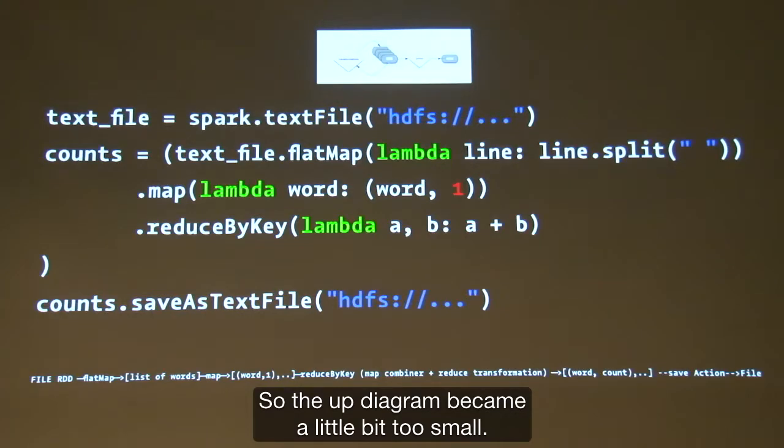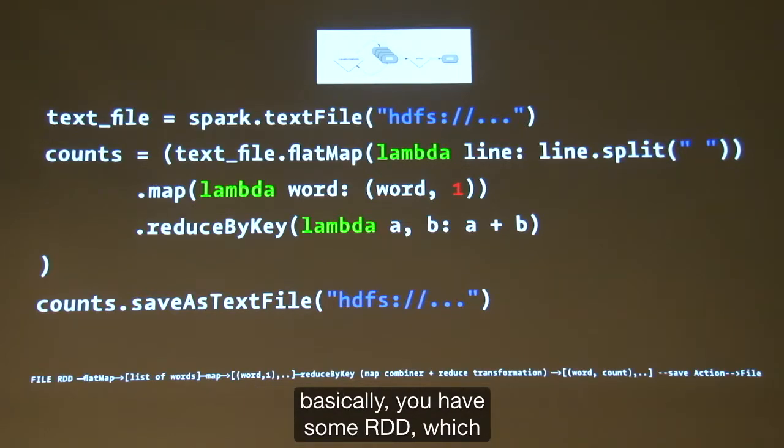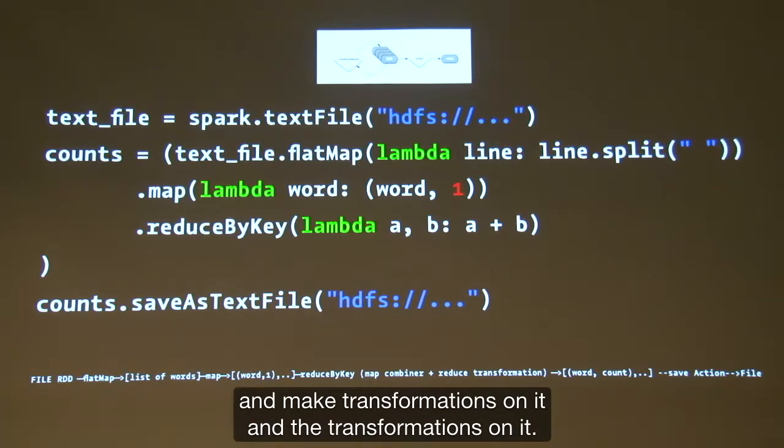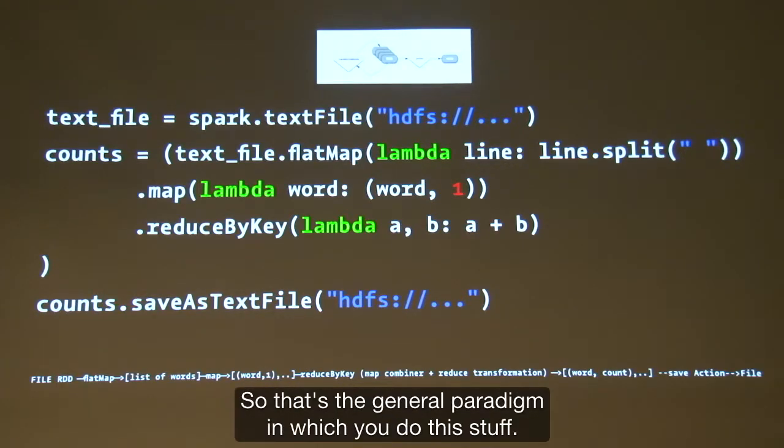So in that, the diagram came out a little bit too small. But what I was trying to show you in that diagram is that you have some RDD, which is this parallelized list. You start off with the words, and you make some transformations on it, and make transformations on it, and make transformations on it, and then finally you collect things at the end. So that's the general paradigm in which you do this stuff.